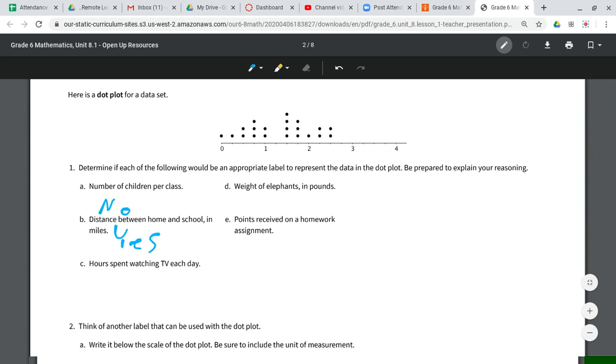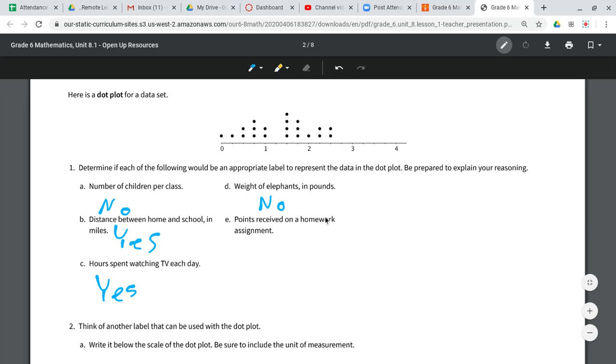Much more reasonable. What about the number of hours spent watching TV each day? Could we watch 0 hours or a quarter hour, half hour, 2 hours, 2.5 hours? Yes, certainly, depending on the day. I'm sure we could. All right, what about the weight of elephants in pounds? Could we have a quarter-pound elephant? A 2-pound elephant? No, not nearly high enough for our elephants.